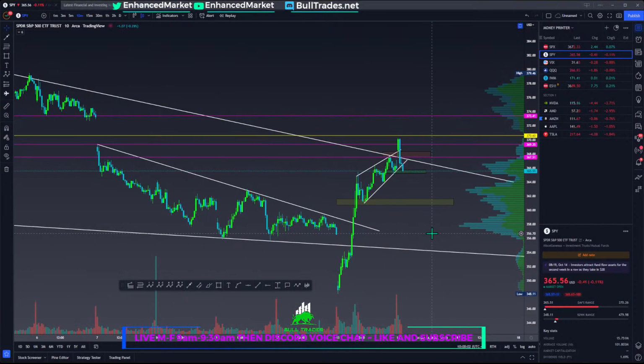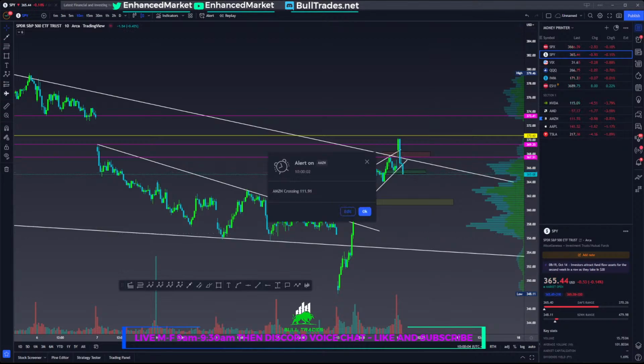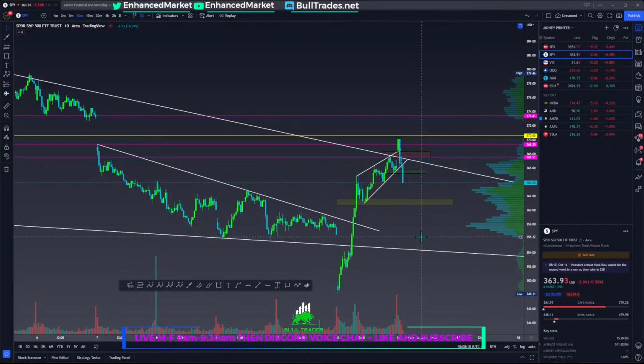And look, here is the breakdown. Here we go. Look at that. Following the chart, patience pays. We're up massive on the challenge account. Up 50%, 60%. Going to take profits here.